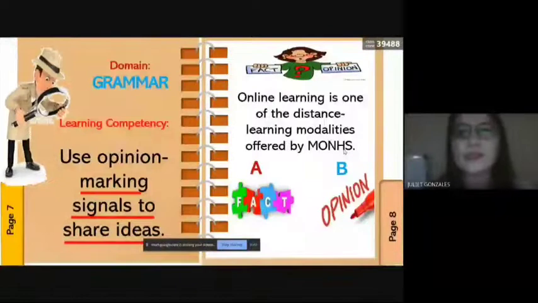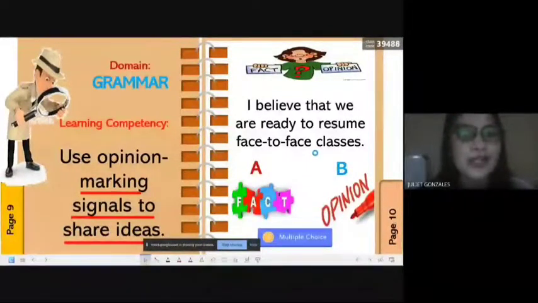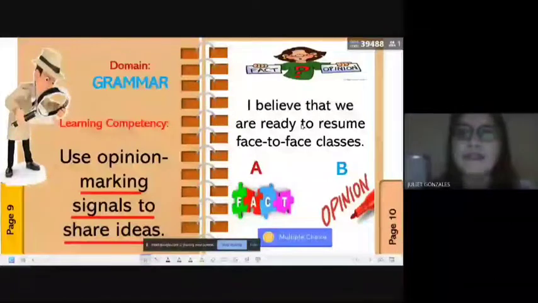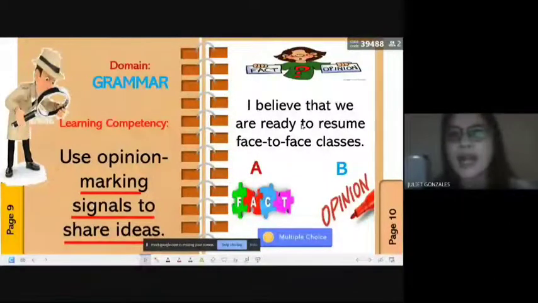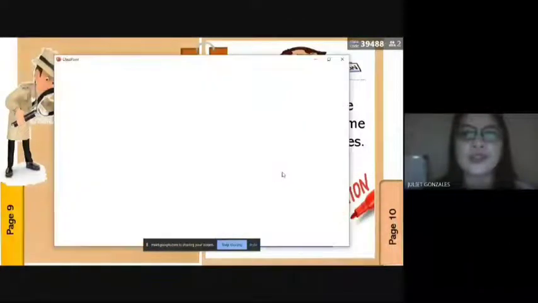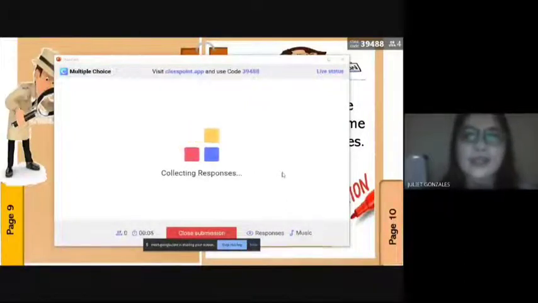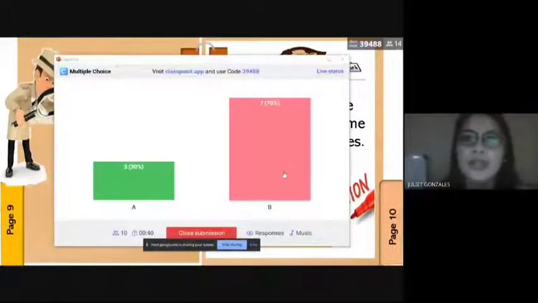Okay, so let us proceed. So let us have this activity. Tell whether the given statement is a fact or an opinion. Ready? Kindly visit ClassPoint. Kindly type this code that is flashed on the screen. The code is 39488. So we have 2 participants now. So what you are going to do is to tell whether the statement is a fact or an opinion. Okay, kindly start responding now. Okay, go. Waiting for the others.